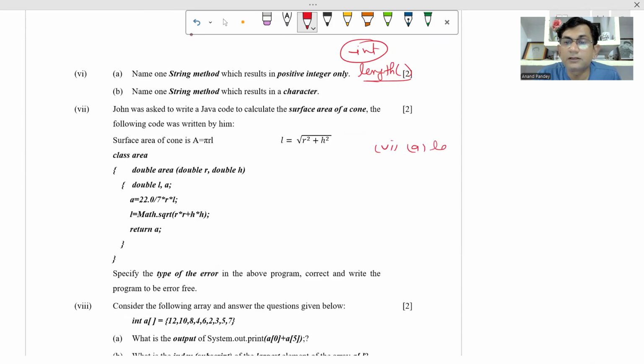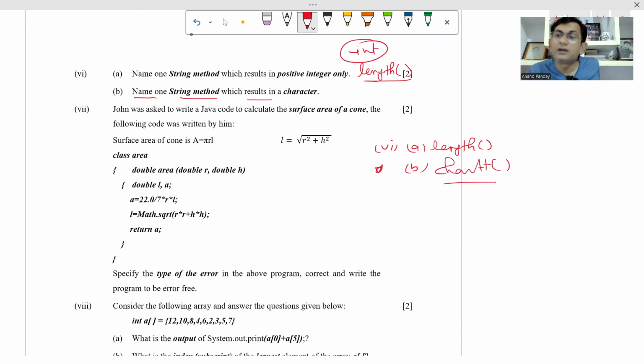Only you can write the answer for 6. What is 6 A? A, and the answer is length. Don't write length only, make the brackets also. Okay, now then B. What is the B? Name one string method which results in character. The function name is charAt. The char function returns a value of character type. The return type of the char function is character.